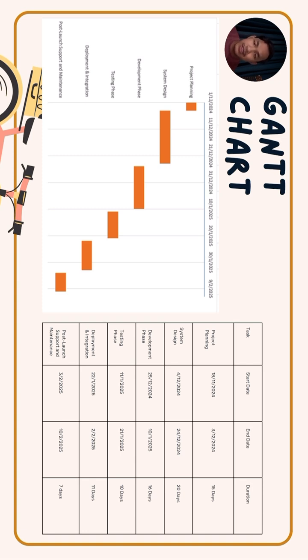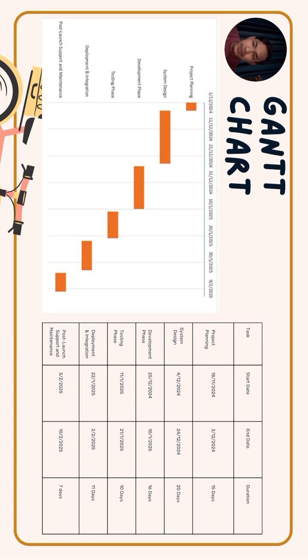This is our Gantt chart, divided into 6 phases. First, the planning phase, which has a duration of 15 days. In this planning phase, we are planning the overall project. Next, the design phase, which takes 20 days. In this design phase, we are creating a very systematic design for the project. The third is the development phase, which takes 16 days. In the development phase, we develop what we have planned and designed.